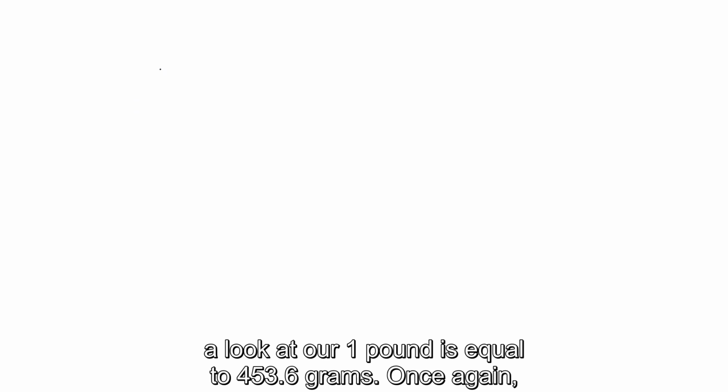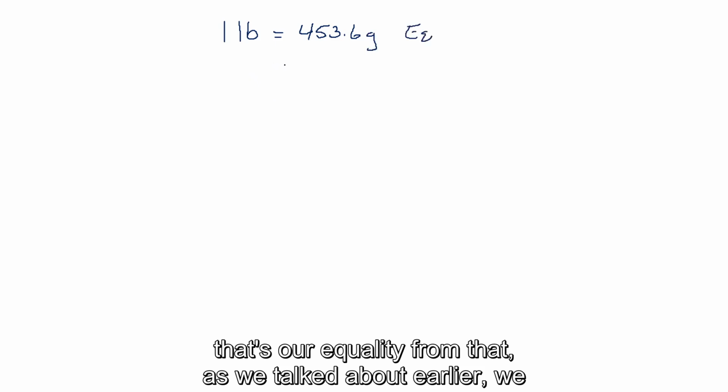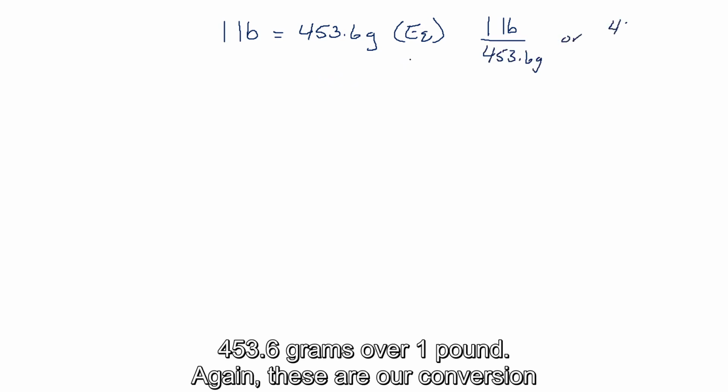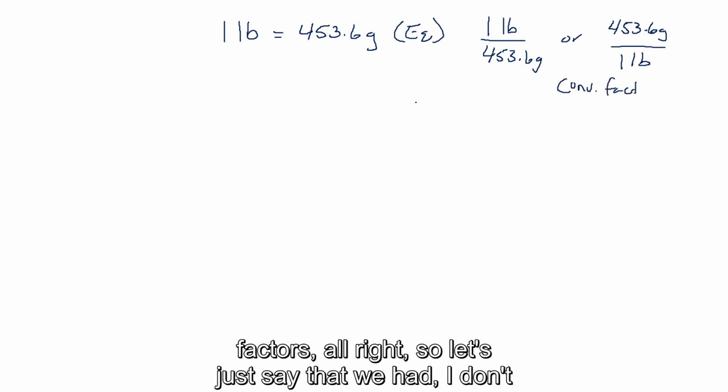So let's take a look at our 1 pound is equal to 453.6 grams. Once again, that's our equality. From that, as we talked about earlier, we could get 1 pound over 453.6 grams. Or flipping it around, 453.6 grams over 1 pound. Again, these are our conversion factors.